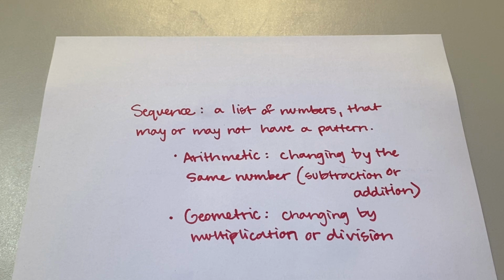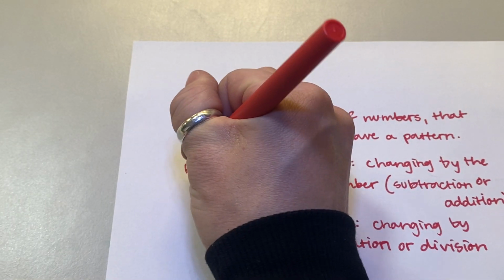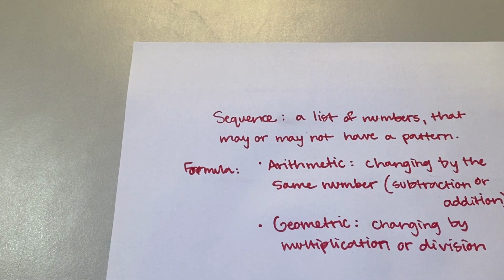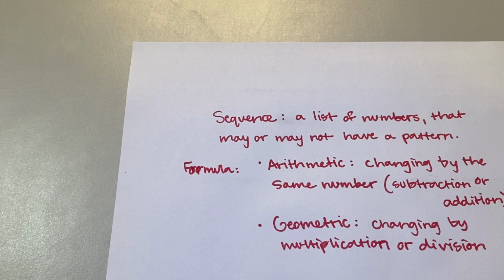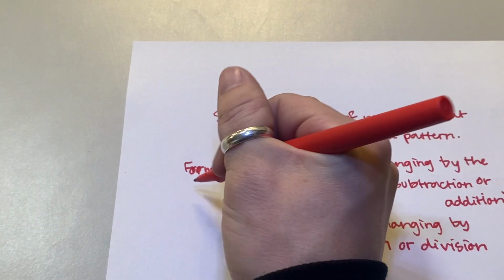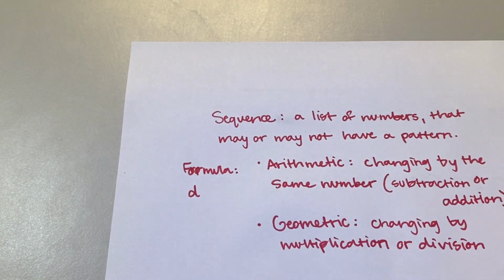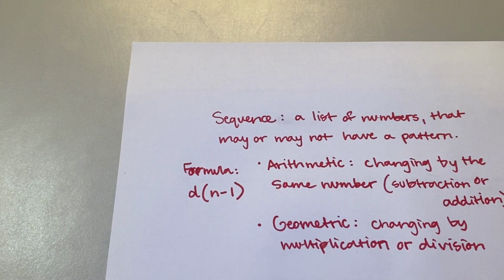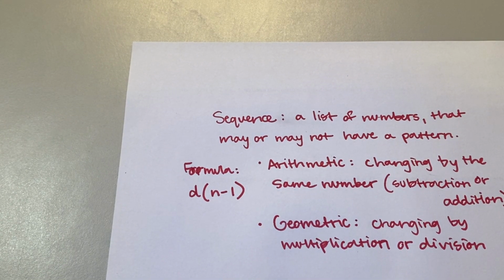Because these now have formulas, let's go ahead with our arithmetic sequence. We have what we call an explicit formula for that arithmetic sequence. That formula is the common difference multiplied by n minus 1, n being the term number.